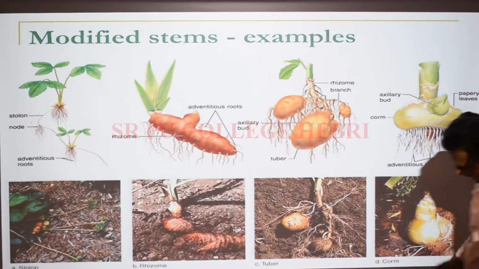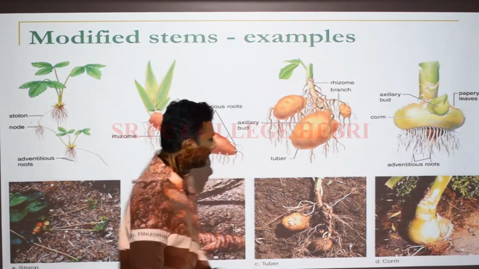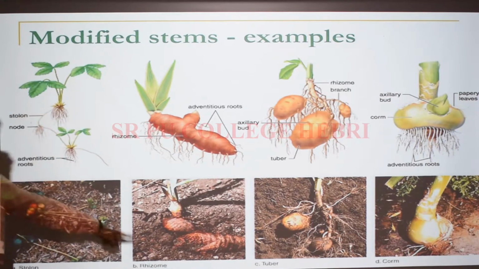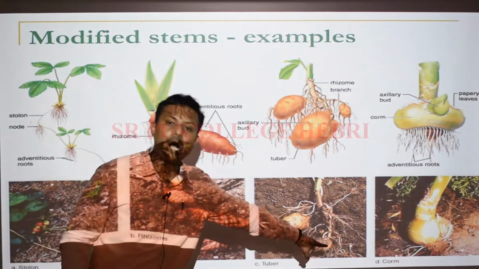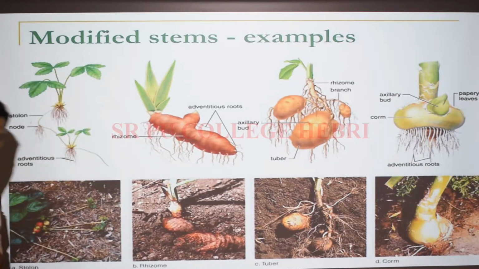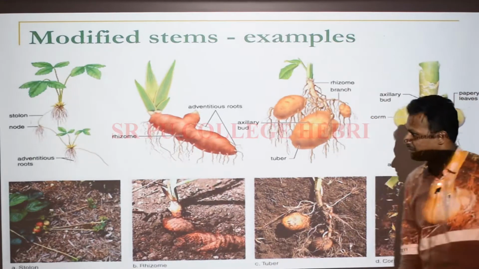As we see in the case of Amorphophallus, or Suvarnagadde as we call it. The same pictures have been given here. Stolon you ignore for now. See, rhizome in ginger, tuber of potato and corm of Amorphophallus, right? So these are the modification of the stem mainly for storage purpose, underground modification of the stem, right?